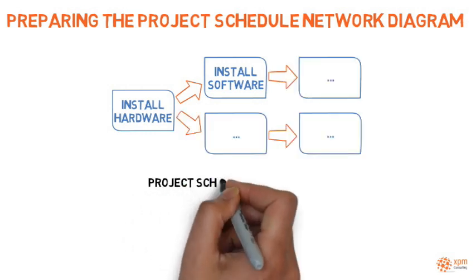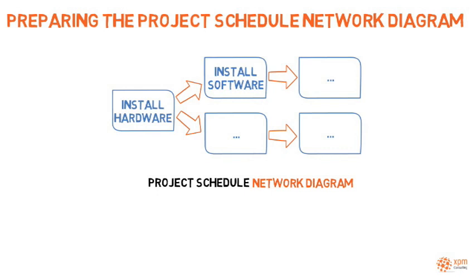Activity sequencing prepares a project schedule network diagram, or simply referred to as network diagram, which graphically represents the activities, milestones, and dependencies. In a network diagram, the activities and milestones should converge from the project start to its end.